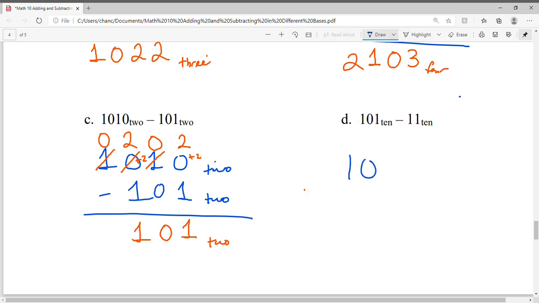Part D, this is base 10. You know base 10, so let's do this one very quickly. 1 minus 1 is 0. I cannot subtract 1 from a 0, so we'll have to borrow. We're borrowing not a 1, but we're borrowing a 10. This is base 10. 10 minus 1 gives us 9. So this is our solution, 90.